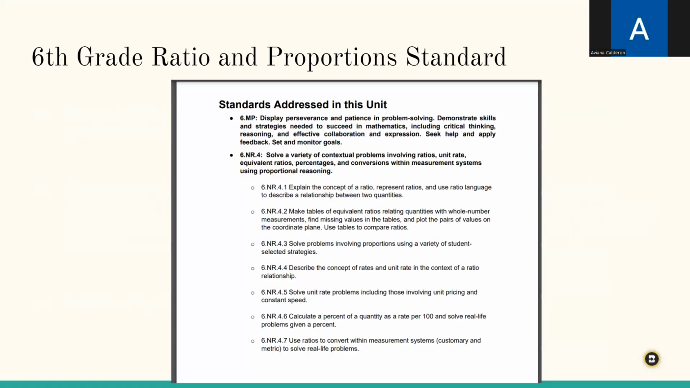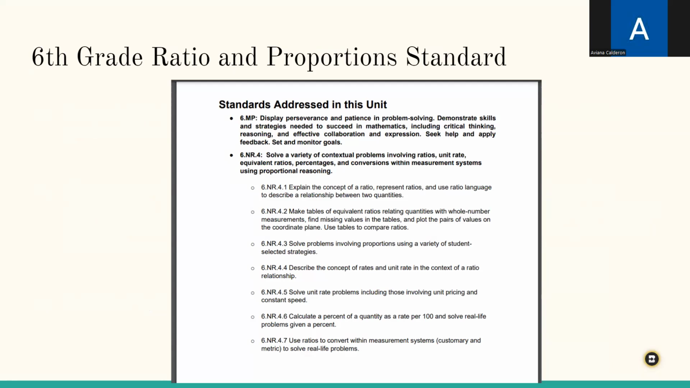Sixth grade ratio and proportions standards. So we start with 6.MP, which states: display perseverance and patience in problem solving, demonstrate skills and strategies needed to succeed in mathematics, including critical thinking, reasoning, and effective collaboration and expression. Seek help and apply feedback. Also, set and monitor goals.